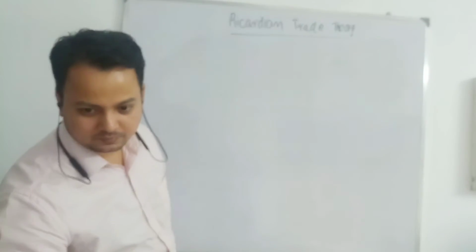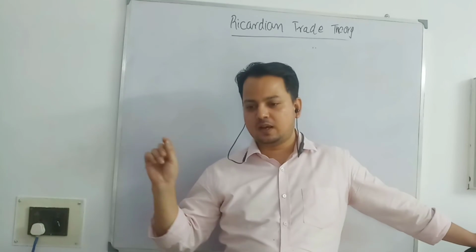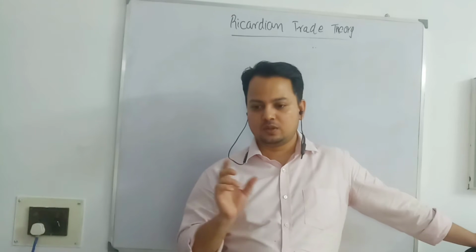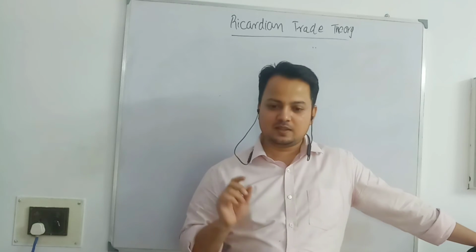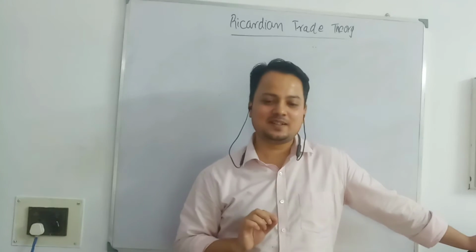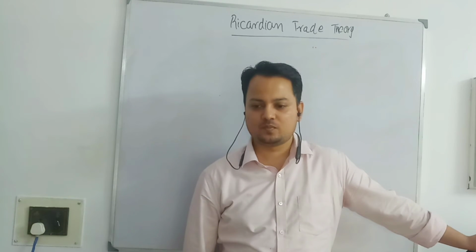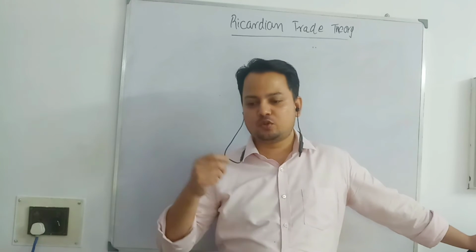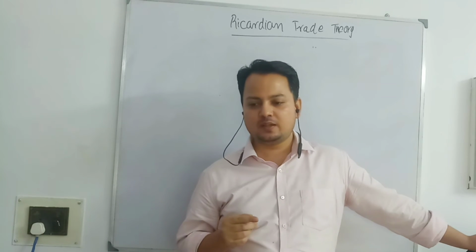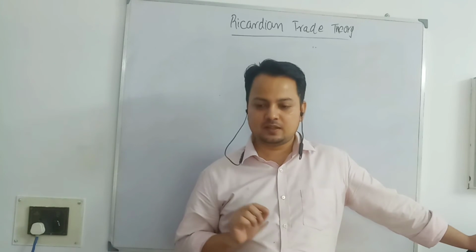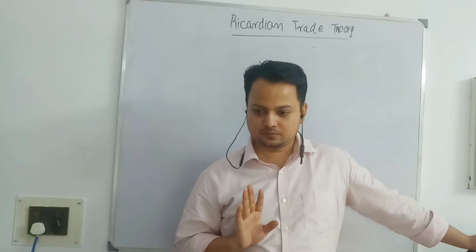Adam Smith theory: when one country is efficient in the production of both goods and the other country is inefficient in the production of both goods, then trade between the two countries will not take place, right? Then I am asking the question, under what condition will the comparative cost advantage theory not work? The condition will be that the opportunity cost of producing cheese must be the same in both countries. Similarly, the opportunity cost of producing wine must be the same in both countries. Under this condition, comparative cost advantage fails to determine the pattern of trade. Take one example.